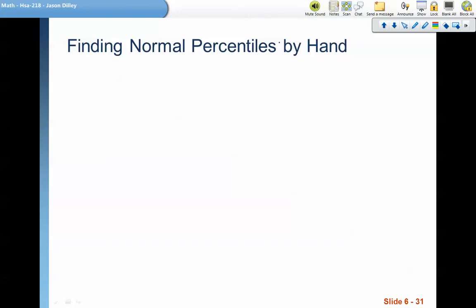It is the final video that we're going to be doing here with Chapter 6, where we are looking at the normal model. And in this video, we are going to be looking at how to find percentiles and z-scores that is more than just what we can see on the 68, 95, 99.7 rule.